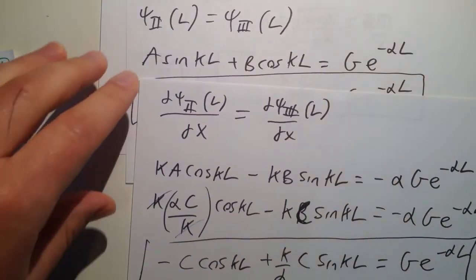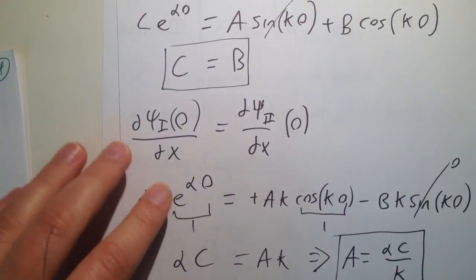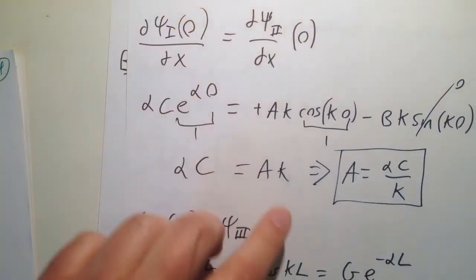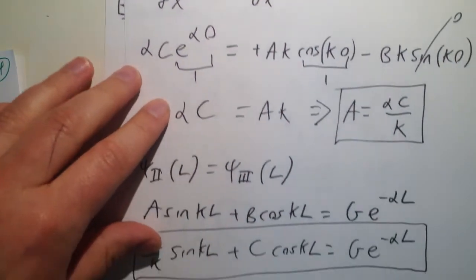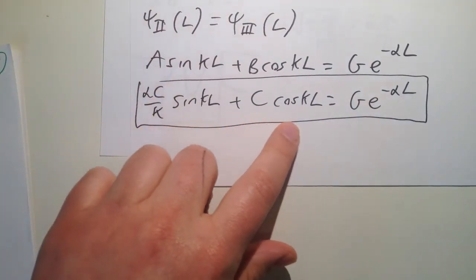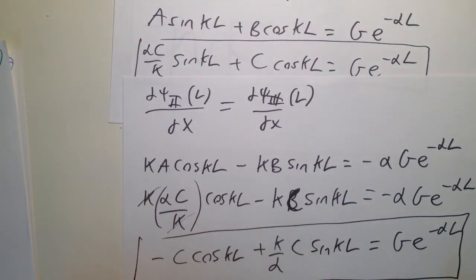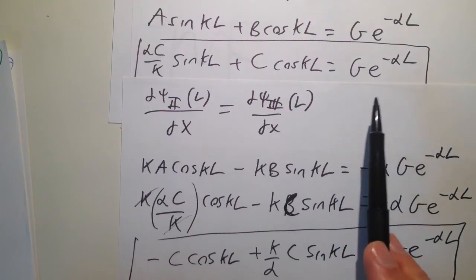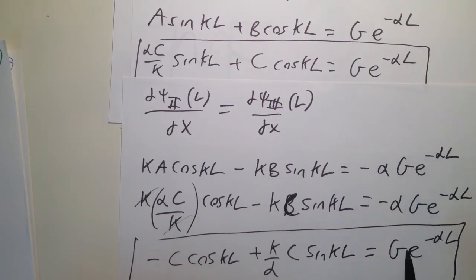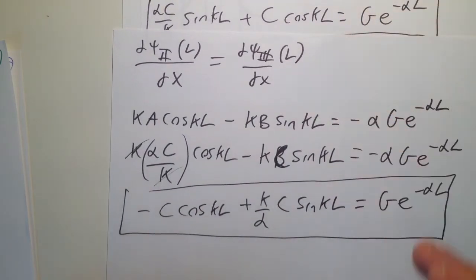Okay, so with the four boundary conditions, I've come up with a bunch of equations. c is equal to b, a is equal to alpha c over k. I use these two things to simplify our other two equations. So I have this one that just depends on c and g, and now I just derived this one which just depends on c and g. Okay, and I'll note that the right side of both of these is the same. So that means I can set this equal to this. Okay, and so let's do that.